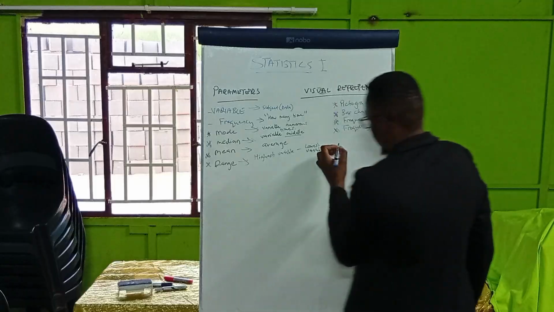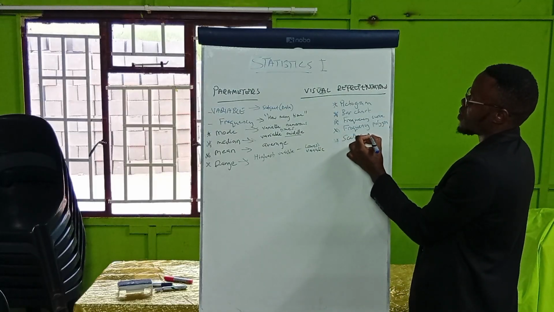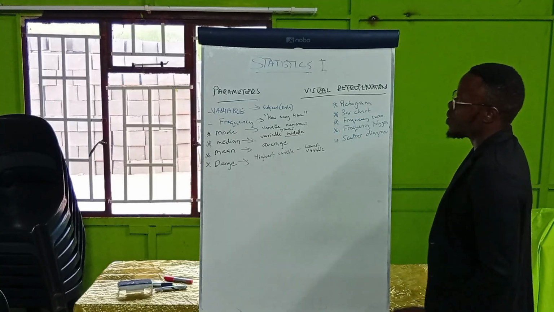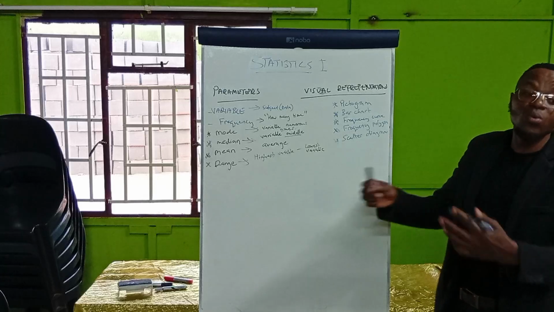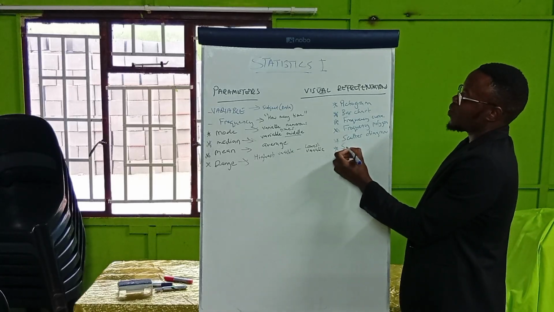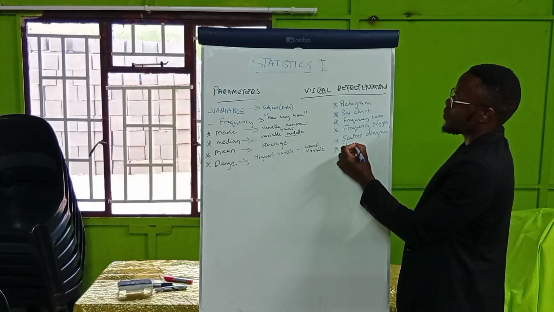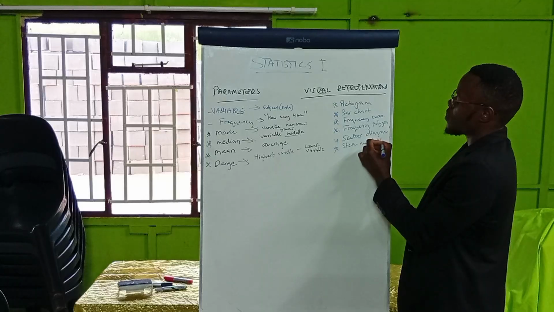And then, of course, we have the scatter diagrams. Scatter diagrams. These are mainly used to show what you call correlation between two types of values. We do also have what you call the stem and leaf plots.